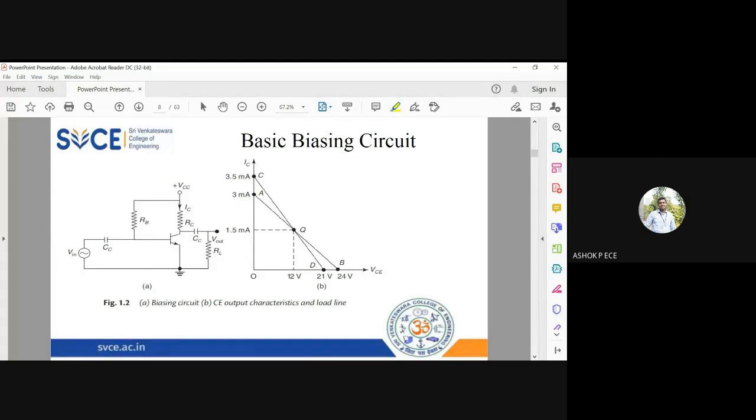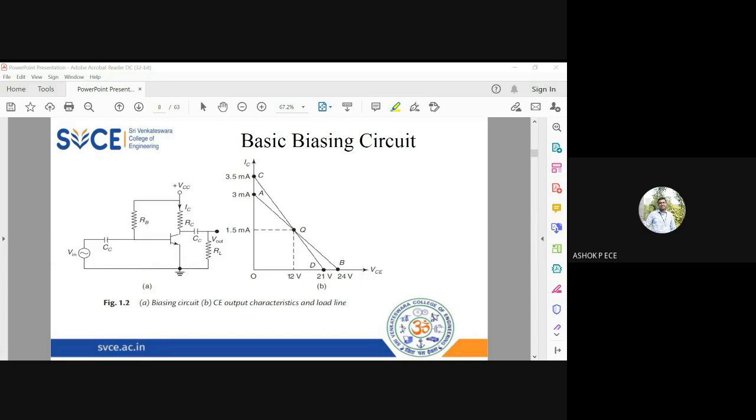As you know, in a common emitter amplifier, what is the input and what is the output? Base is the input and collector is the output. What will happen to the emitter? Grounded. Emitter is grounded. So is this diagram logically representing a common emitter amplifier? Yes, because I'm giving input to the base, I'm taking output from the collector, and my emitter is grounded.